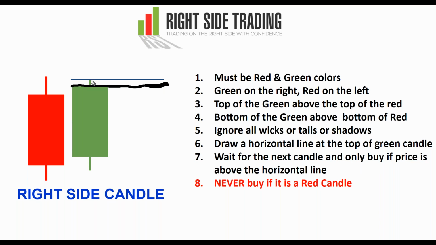But if it's one of those where this green wick was all the way up here, and I have to draw one down there and one up here, and it makes this big old range, I'm not interested in that. So, again, when we say the top of the green candle, we're referring to the body of the green candle. That's what we're referring to. But again, if you have a short wick that you want to use and make it into a range, that's fine.